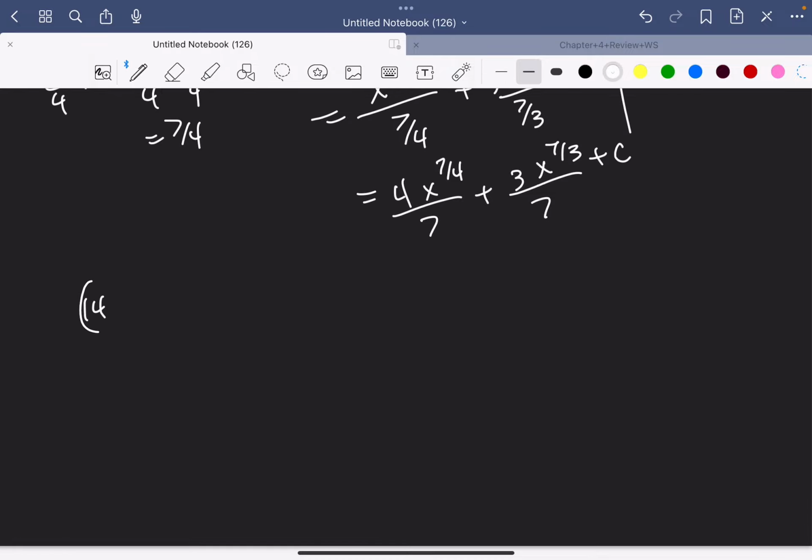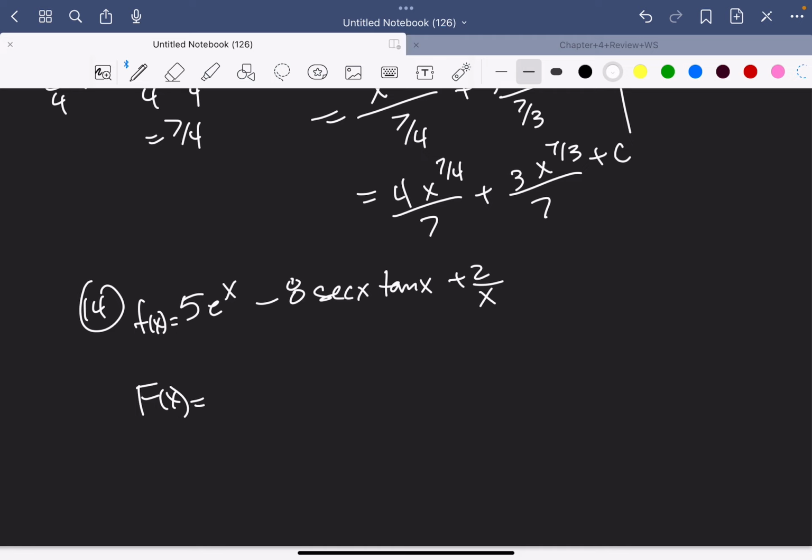So let's look at number 14. And it is 5e to the x minus 8 secant tangent plus 2 over x. Well, if that's f, well then the antiderivative, again, you're thinking what do you take the derivative of to get this? Well, the antiderivative of e to the x is just e to the x. Pull out this 8 and you think what do you take the derivative of to get secant tangent? And the answer is secant.